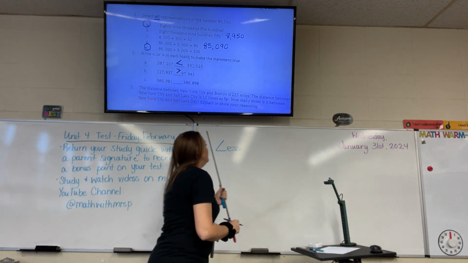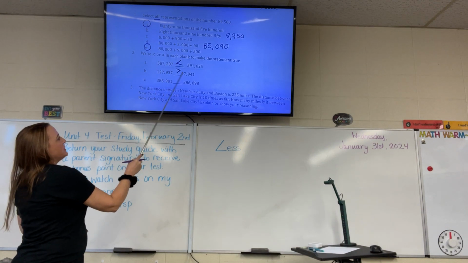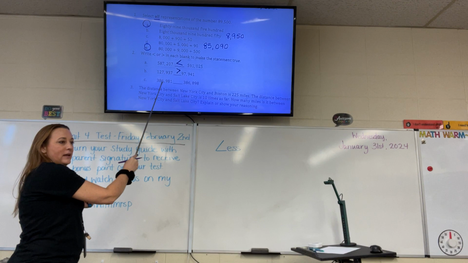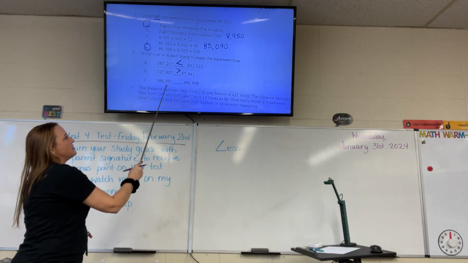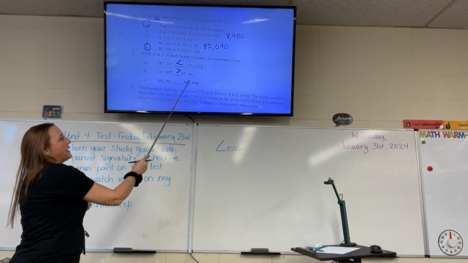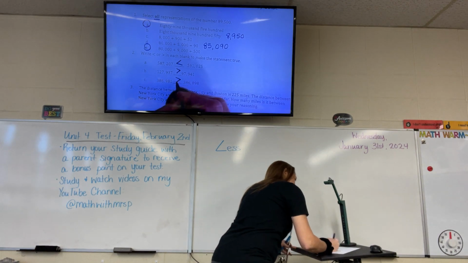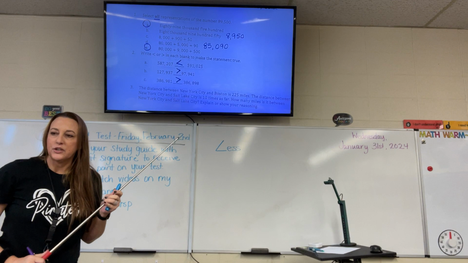All right. The last one, six digits. In front of the comma, we have a 386 and a 386. So that means we're going to look at the hundreds place. Which is bigger, 900 or 800? 900. So it's going to open towards the first number. Okay? So far, so good?